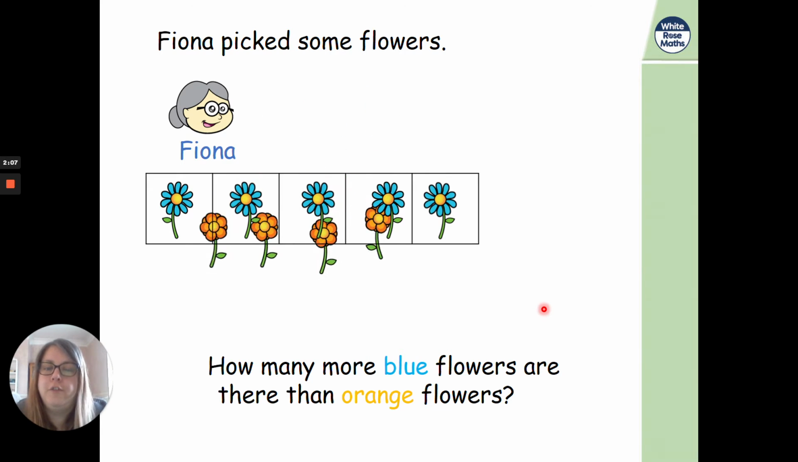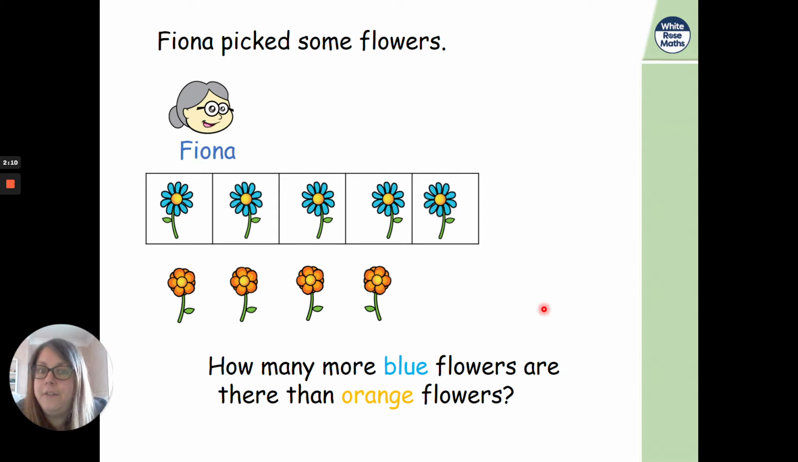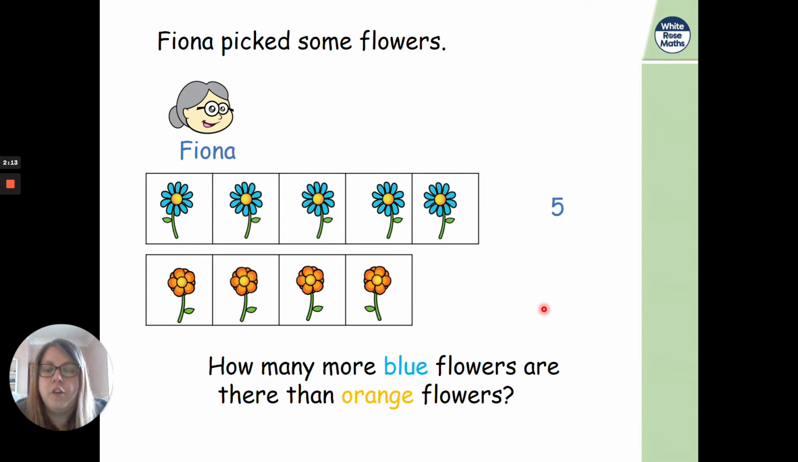And how many orange flowers has she picked? She's picked 4. Fantastic. 5 blue flowers and 4 orange flowers. And the difference between those, between 5 and 4, is 1, isn't it? So she's got 1 more blue flower than orange flower. And this is where it's a little bit tricky between finding the difference, because it often says how many more. So what that means is if we draw a pretend line here where my red laser pointer is, we can see that she's got 1 more blue flower, hasn't she? So the answer is 1, because there's just 1 extra flower.